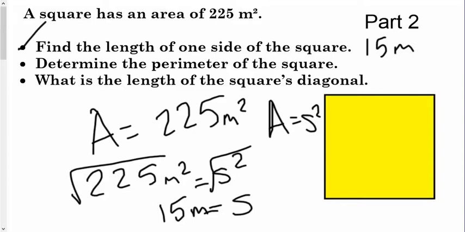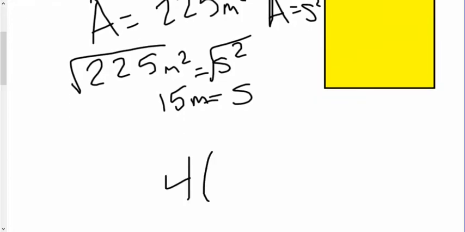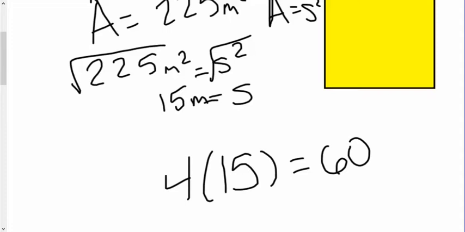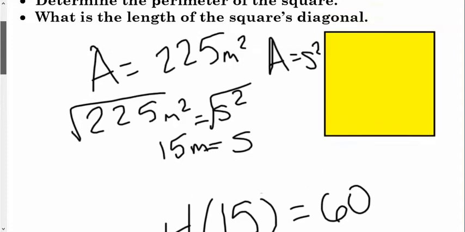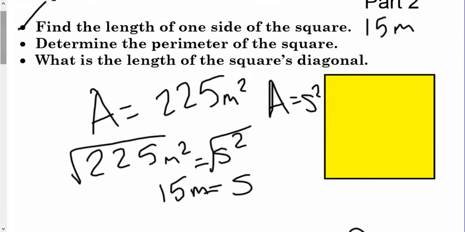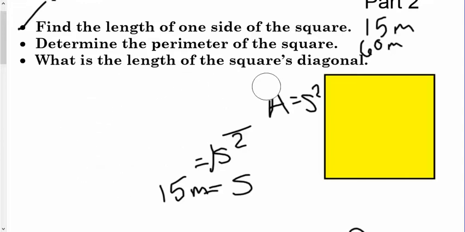Next, what I need to do is figure out the perimeter. So the perimeter of a square is really just 4 times the side length, or 4 times 15, which would be 60. So we know the perimeter here is going to be 60 meters. And remember, because we're dealing with 2 dimensions still, I don't have to worry about meters squared. It's just going to be meters.